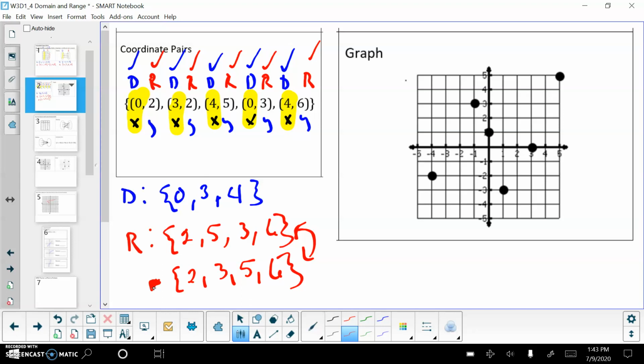Okay, we're going to look at graphs later, but this gives you an idea right now of how to do discrete domain and range across tables, mappings, and coordinate pairs.